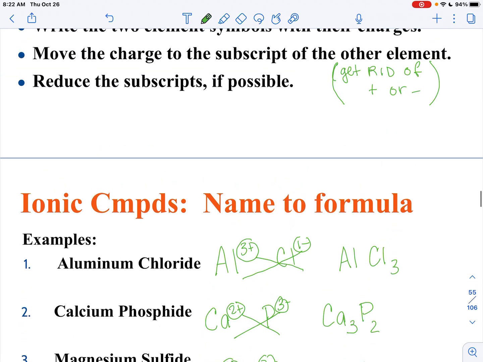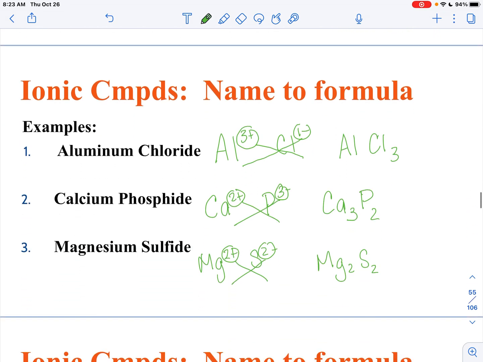That brings us to our third thing. Reduce or simplify the subscripts if you can. So these right here can be simplified. You look for the lowest common factor, or you can think of them as a fraction because they are a ratio, whatever you want to think of them as. But see how we can divide both of these by 2, and then they would be 1. We don't write ones, so your final answer would be MgS for magnesium sulfide.